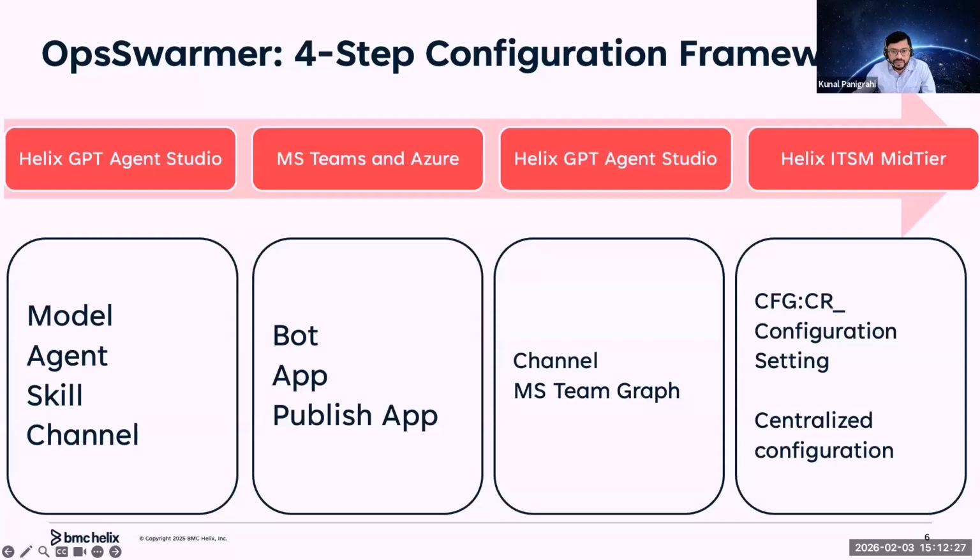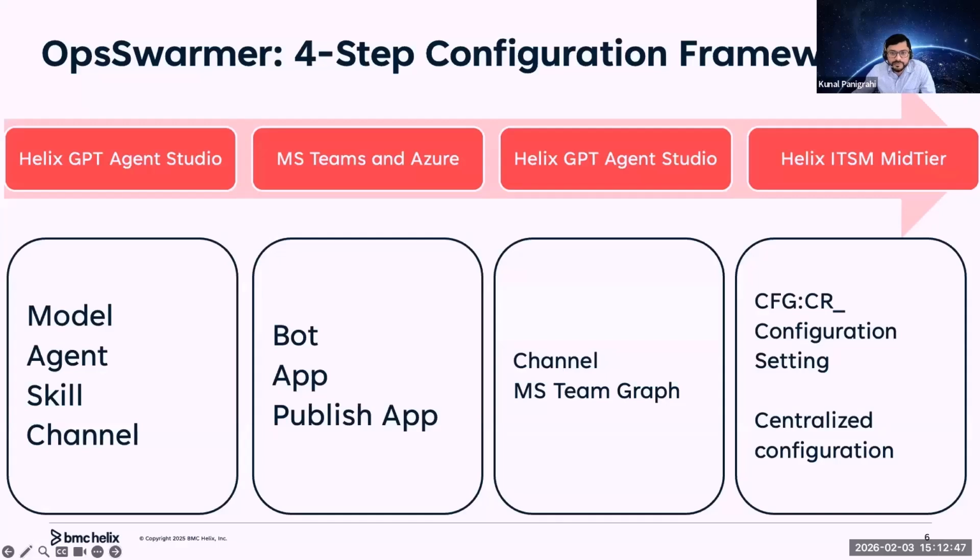A channel within the skill is where MS Teams configurations are associated with the BMC Helix OpsSwarmer agent. As a best practice, we always recommend creating new agents and skills by copying over configuration from the out-of-box components, because those might get updated with version changes.